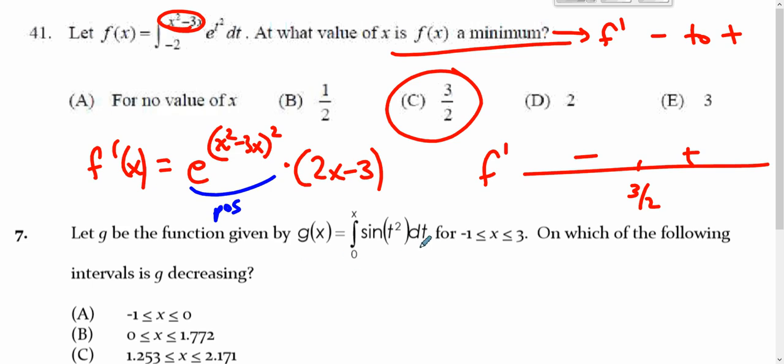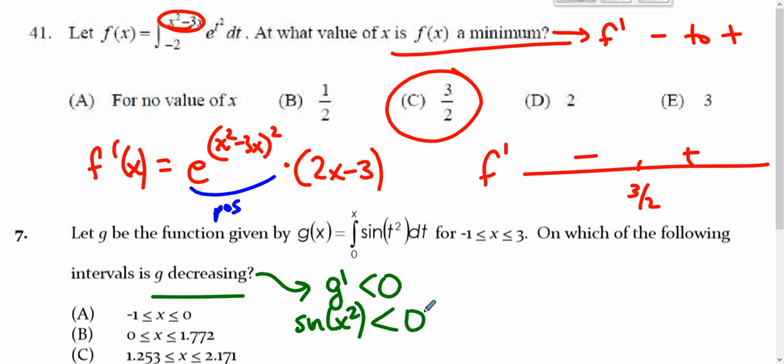Same sort of thing's going to happen over here. Looking for where G is decreasing. G is decreasing where G prime is negative. G prime is negative. Well, what's G prime? G prime is the derivative of an integral function. That's a number. That's x. So we use this with that plugged in. And your calculator does the rest of the work there. You graph this function and look for where it is below the x-axis.